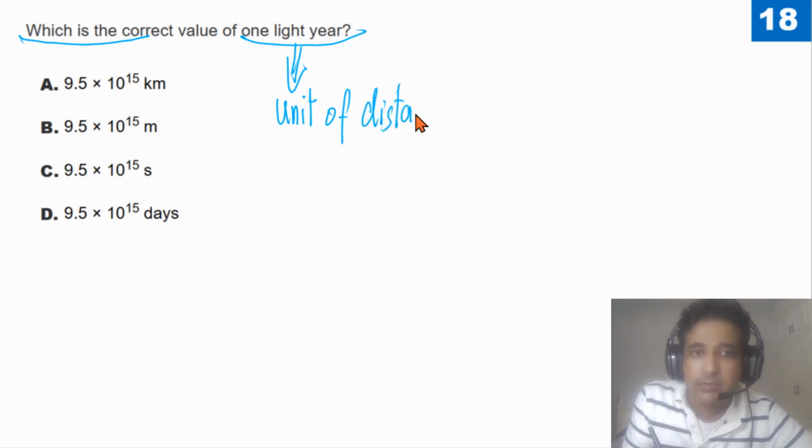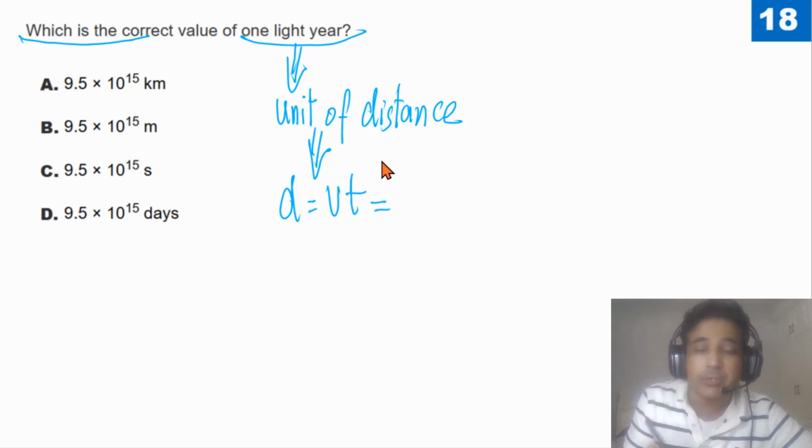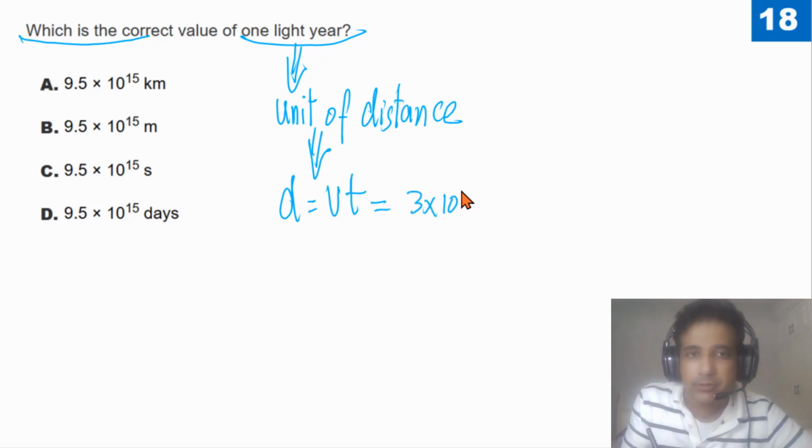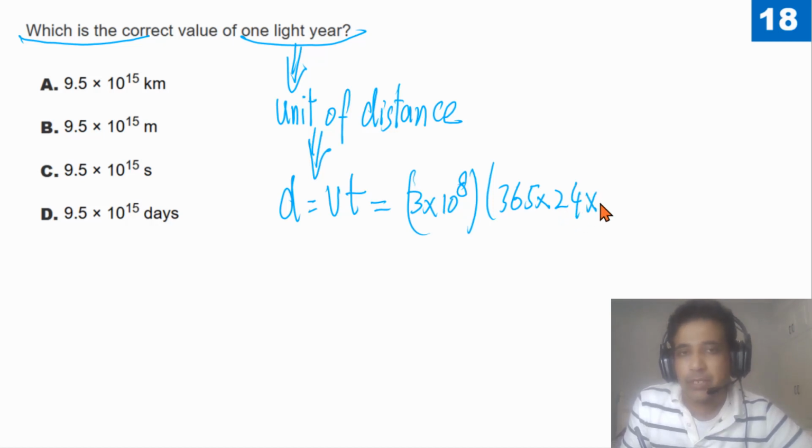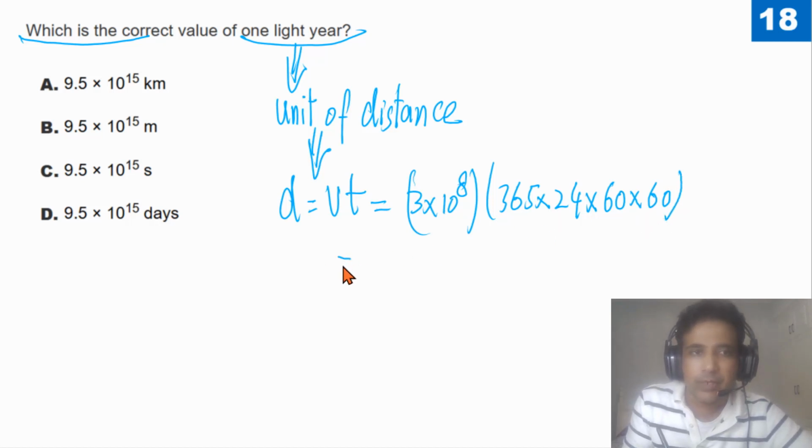So this is not time. This is a unit of distance, and we understand distance is equal to V times T. So V in this case is the speed of light. The speed of light is 3 times 10 to the 8 meters per second. 1 year has 365 days, and 1 day has 24 hours, and 1 hour has 60 minutes, and 1 minute has 60 seconds.